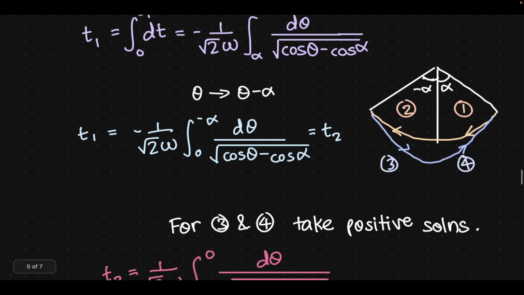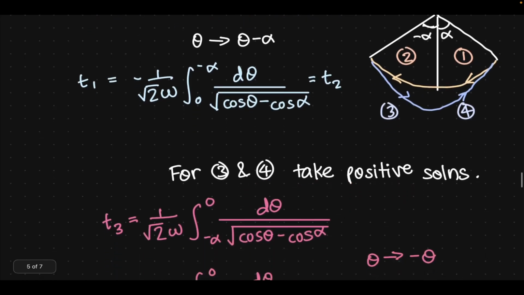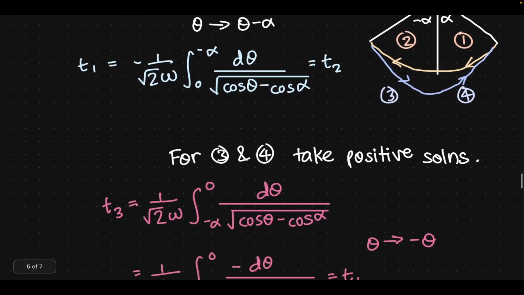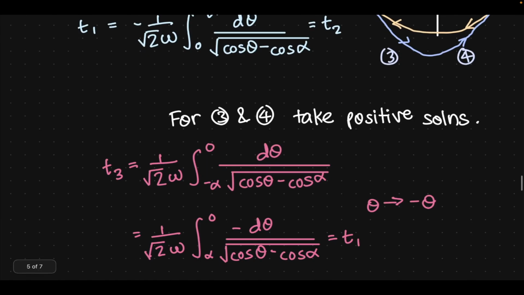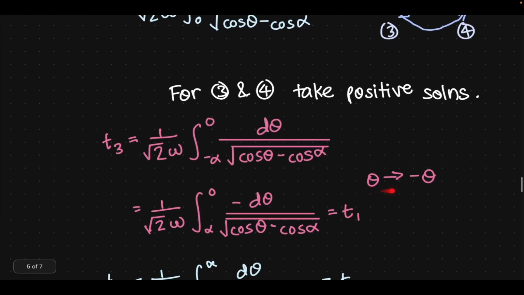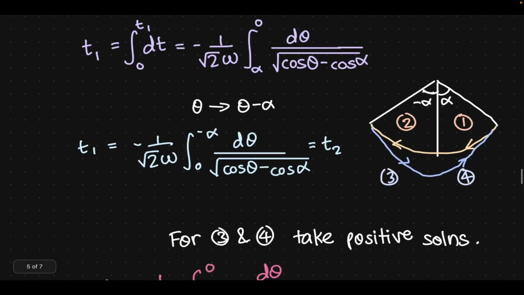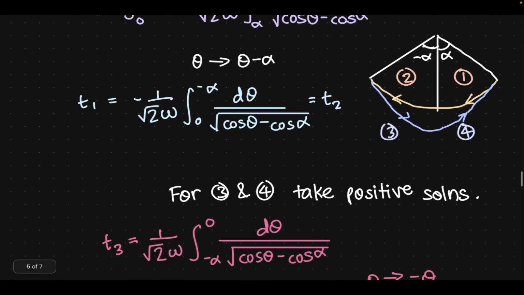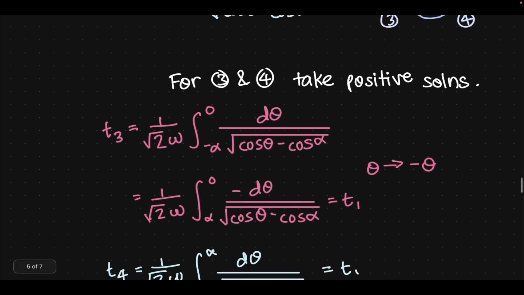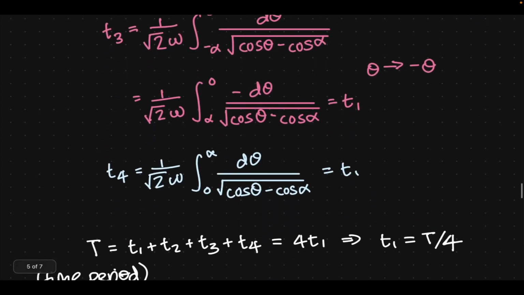That's the negative branch. Now for the positive branches, t3 is 1 over square root 2 omega times the integral from minus alpha to 0 of d theta over the integrand. If we do a change, theta goes to minus theta, we actually see that t3 is equal to t1, the same integral as t1. So that's also interesting. And similarly, t4 is basically t1. Nothing needs to be really done.